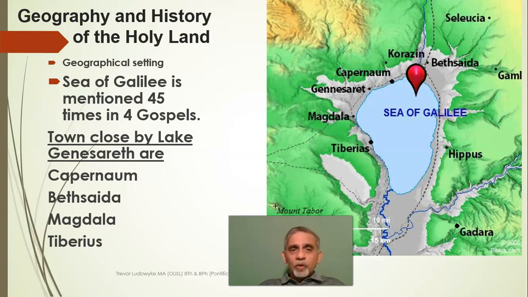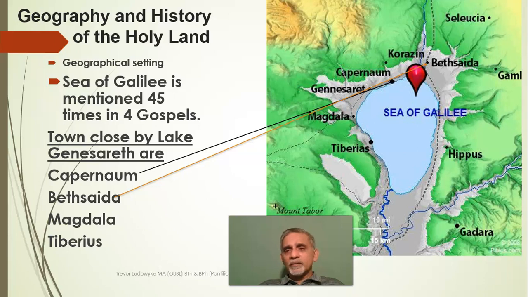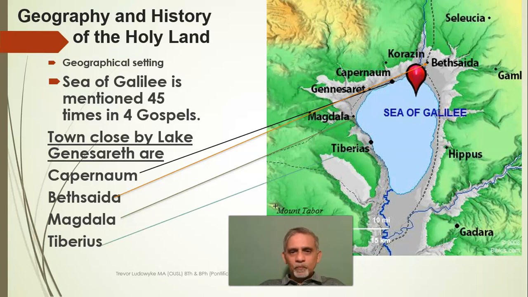Because of the importance of that area connected with the ministry of Jesus, the towns close by the Lake Gennesaret are Capernaum, which is on the northwest side of the Sea of Galilee; Bethsaida, which is more on the northeast; and then Magdala, that's where Mary of Magdala probably came from, also on the west of the Sea of Galilee. And of course Tiberias, also on the west of Galilee.